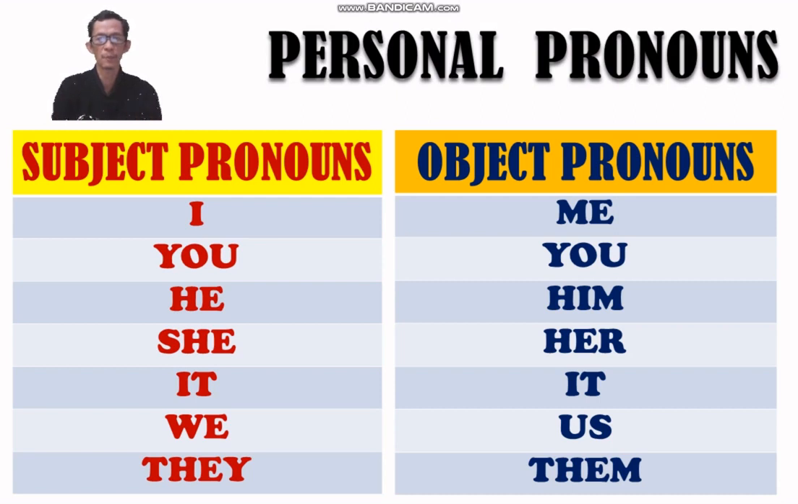The table of personal pronouns consists of one, subject pronouns, and two, object pronouns. I becomes me, you becomes you, he becomes him, she becomes her, it becomes it, we becomes us, and they becomes them.